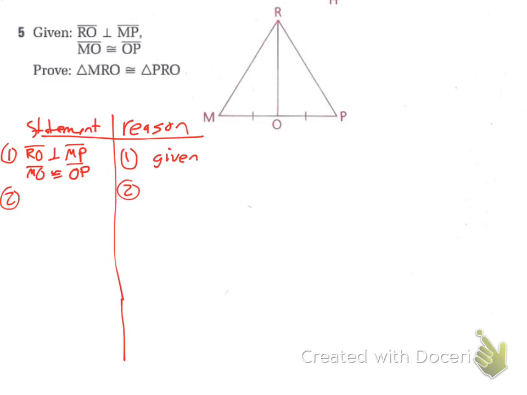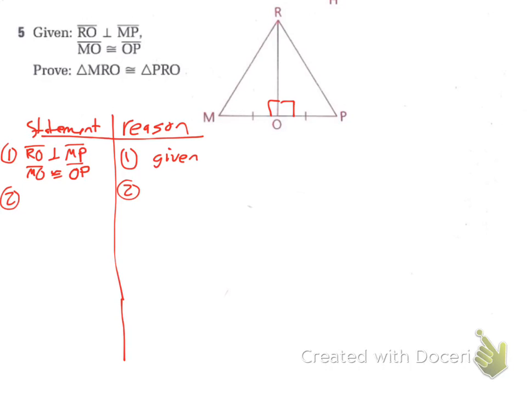So, we're given line segment RO is what to MP? Perpendicular. Perpendicular means it forms right angles. So that's the given part right there. And then line segment MO is congruent to line segment OP. So they already gave you the MO and OP already listed for you, but they did not give us the perpendicular stuff. So that means we probably should add that. And that means it forms right angles, which will then be right triangles. So that's kind of nice to know.